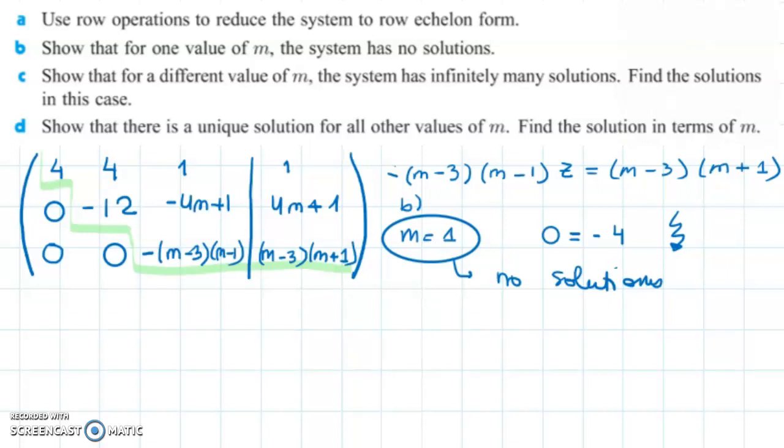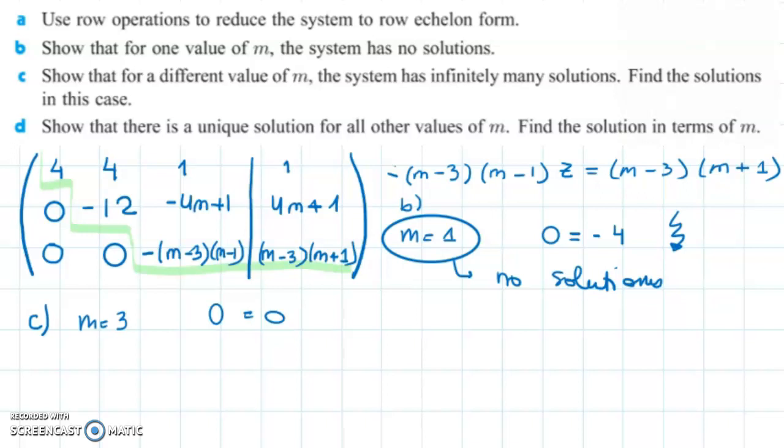For a different value of m, the problem says that there are infinitely many solutions, and that's going to be for the value of m equals 3, because if you see, we have the expression m minus 3 on both sides of the equality. So if m is equal to 3, we get in the situation where we have that 0 is equal to 0. So we get on our row echelon form a row of zeros for the third row.